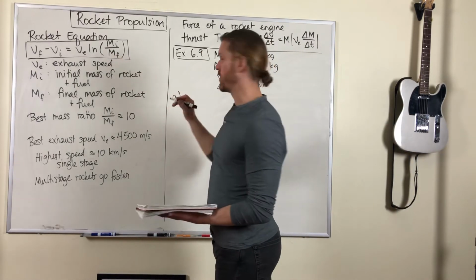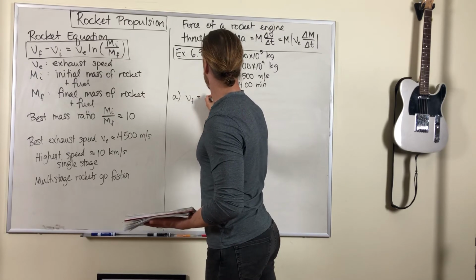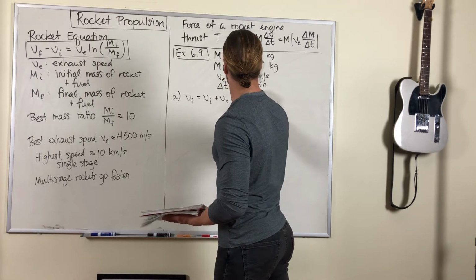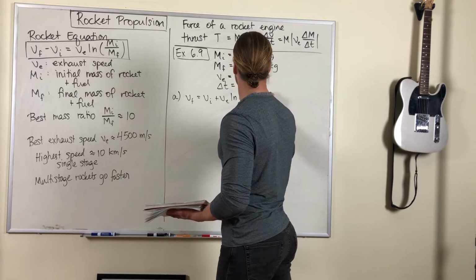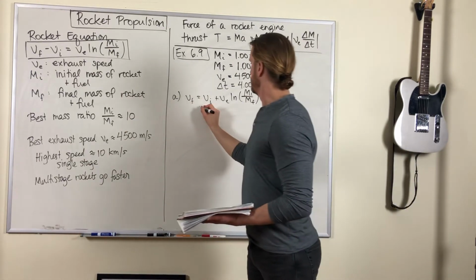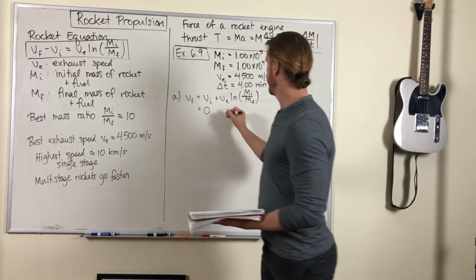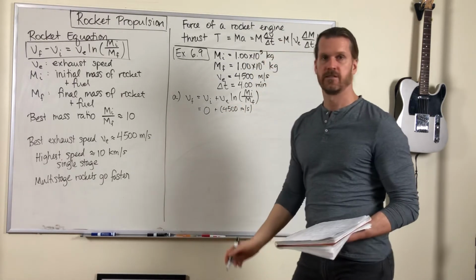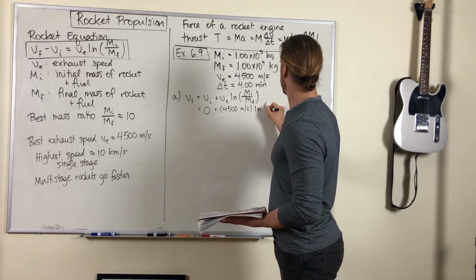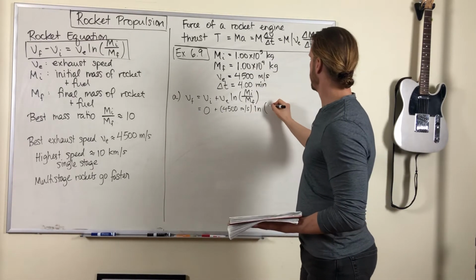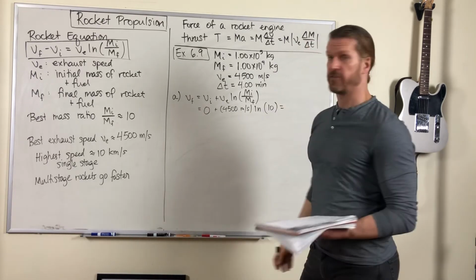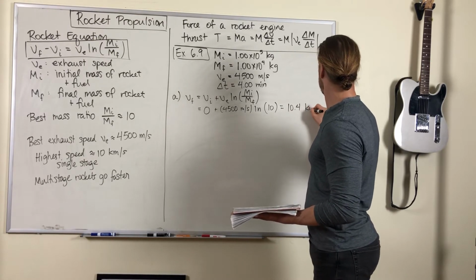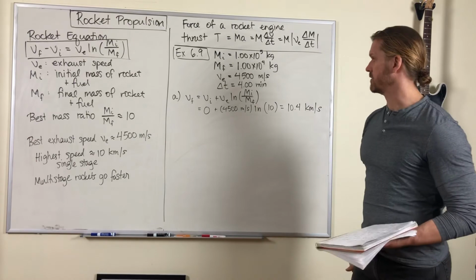So we just use our rocket equation. We say V final is V initial plus exhaust speed, natural log mass initial over mass final. Say the rocket starts from rest. We've got our 4,500 meters per second exhaust speed, and natural log mass initial over mass final is 10. And this gives us a final speed of 10.4 kilometers per second.